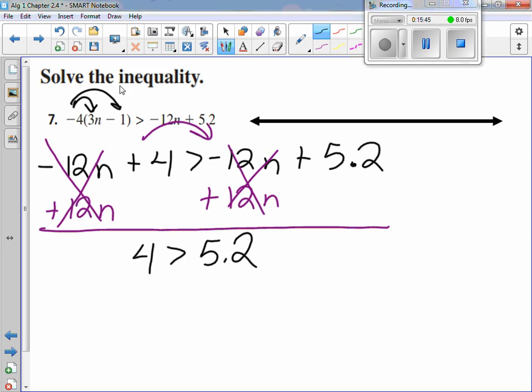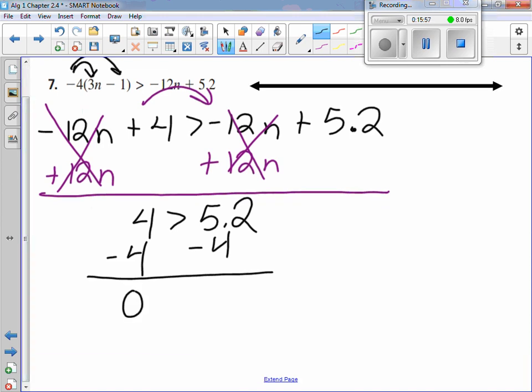Is this a true statement? No. Maybe if I change it, let's get all the numbers. Let me subtract 4. Maybe this will change it. Because 4 minus 4 is 0. It is greater than, well, that wasn't true, and that's still not true, is it? No. So since this is not a true statement, well, think back to equations. What did we say when an equation turned out to be a not true statement? So what do you think this is?